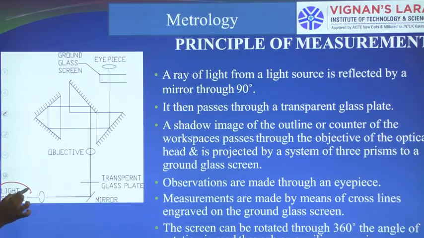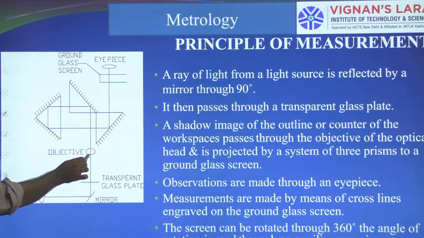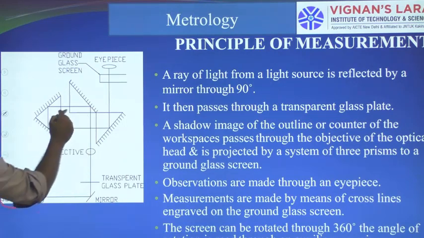So here it consists of a light source. By means of the light source, a light ray is emitting, and it is falling on a mirror. By means of this mirror, the light ray is deviating from one direction to another. After that, the light ray is passing by means of an objective lens onto a prism.